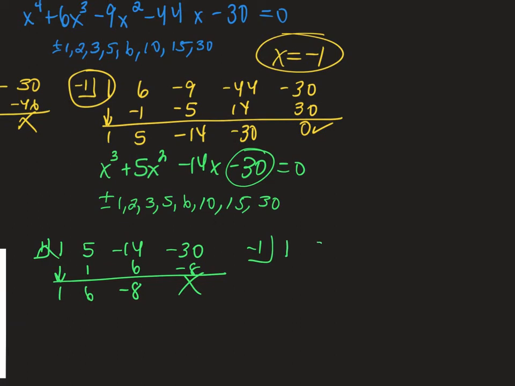So I have 1, 5, negative 14, negative 30. So bring down my 1. 1 times negative 1 is negative 1. 5 minus 1 is 4. 4 times negative 1 is negative 4. Negative 14 and negative 4 is negative 18. Negative 18 and negative 1 is positive 18. That's not going to work.